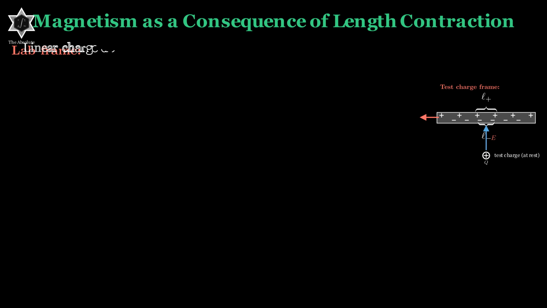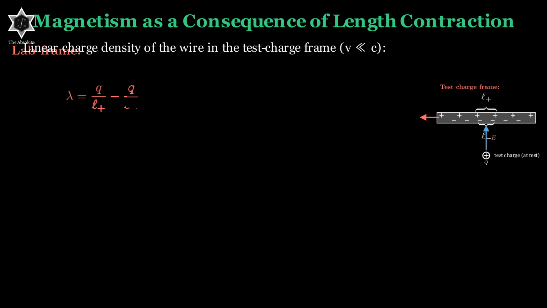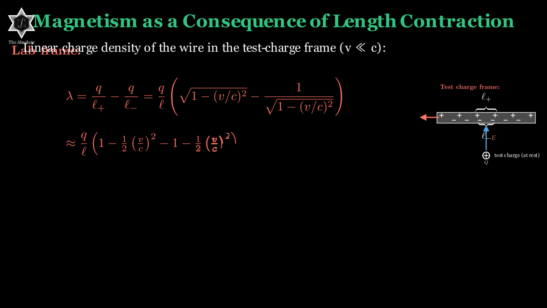First, let's find the linear charge density of the wire in this frame, assuming v is much smaller than c. It's Q over L plus minus Q over L minus, which, written out using our two spacings, becomes Q over L times the square root term minus its reciprocal. Expanding both square roots to first order in v over c, the leading terms cancel, and we're left with lambda equals minus Q over L times v over c squared.